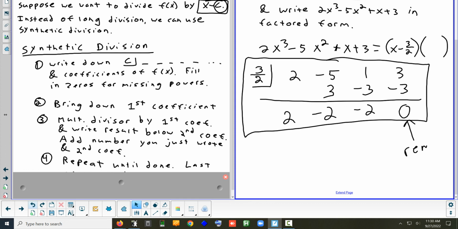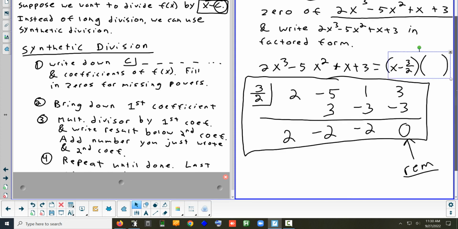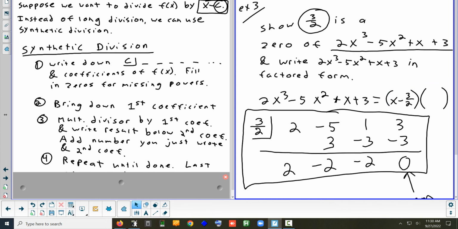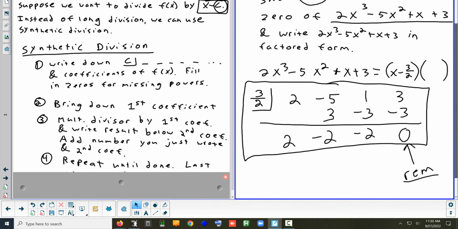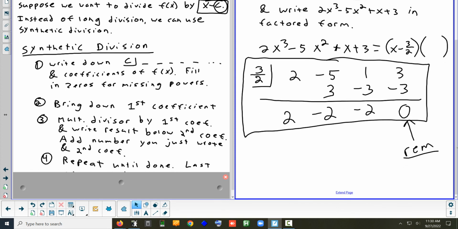That's my remainder. I just got a remainder of 0, which proves that this is a factor, which proves 3 halves is a zero. We just proved it. It's pretty nifty. So the last number is the remainder. I'm going to uncover that in a second. But what do you think this is?